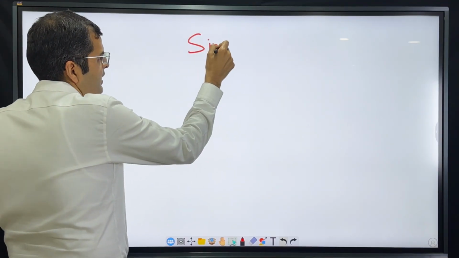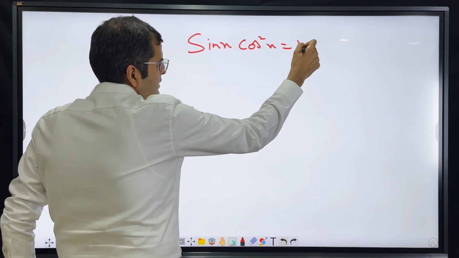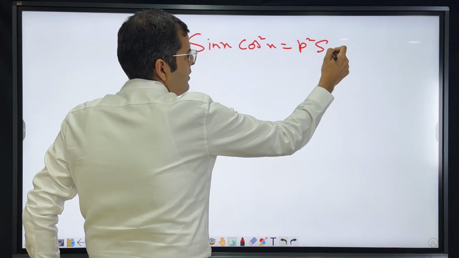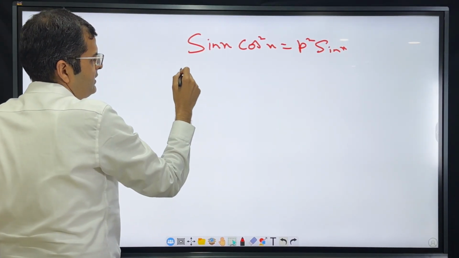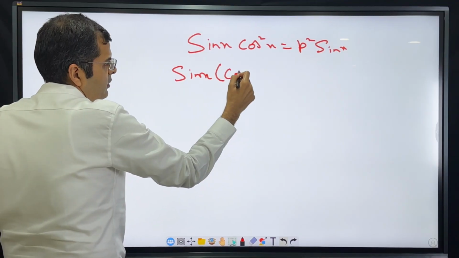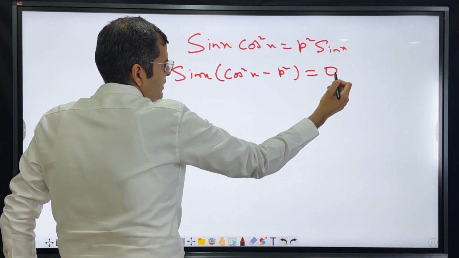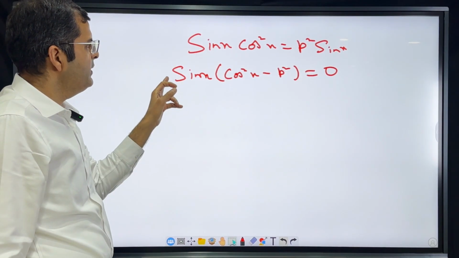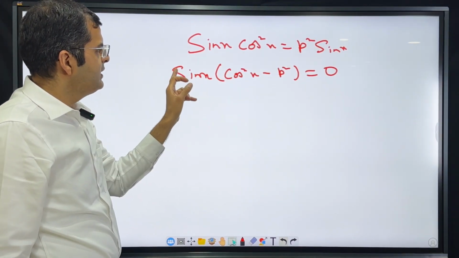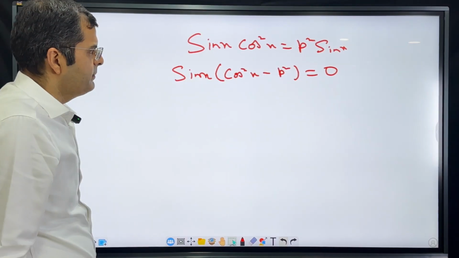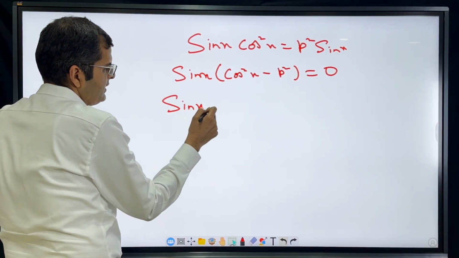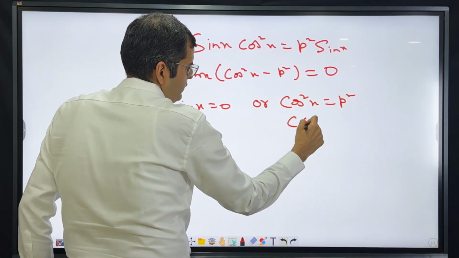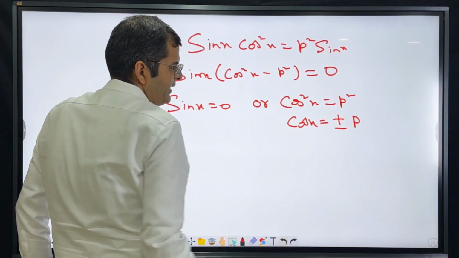So I have been given sin x into cos squared x is equal to p squared sin x. What I'll do is I'll take it on this side. So this becomes sin x times (cos squared x minus p squared) is equal to 0. You take sin x common. So from here I conclude that either sin x is 0 or cos squared x is equal to p squared. So if cos squared x is equal to p squared, that means cos x is plus or minus p.